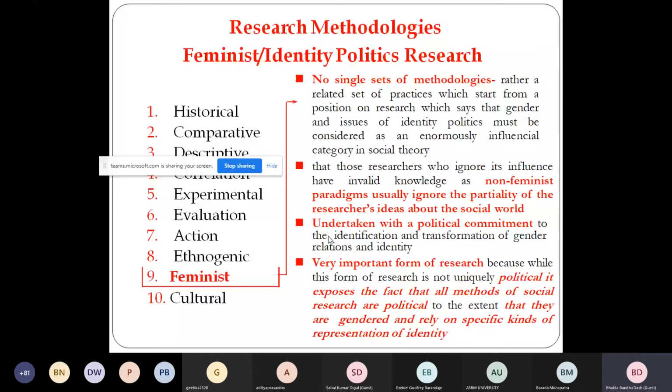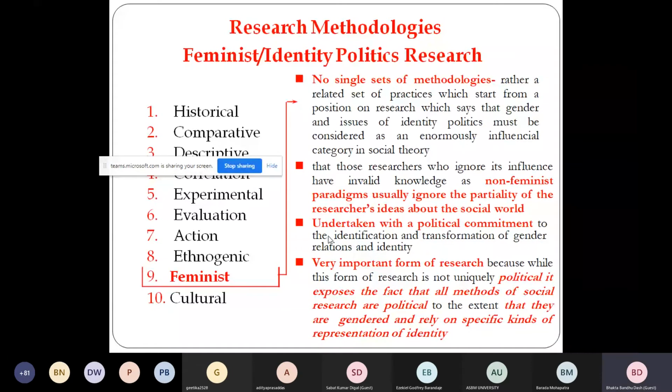So it is a very important form of research because, while this form of research is not uniquely political, it exposes the fact that all methods of social research are political to the extent that they are gendered and rely on specific kinds of representation of identity.